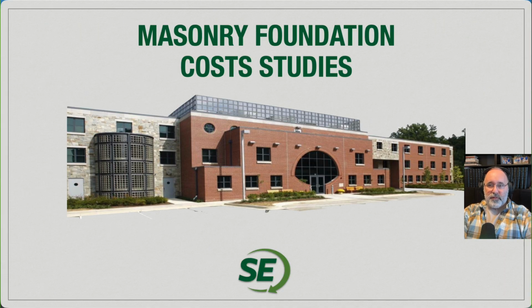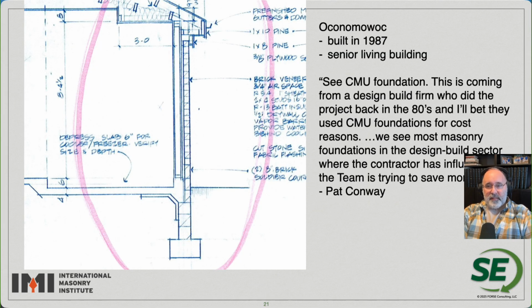First, let's maybe look at also some cost studies. If we look at some cost studies for the overall designs, this goes back to 1987. This is a senior living building, CMU foundation. This is coming from a design build firm who did the project back in the 80s and used CMU foundations for cost reasons. We see the most masonry foundations in the design build sector where the contractor is influenced and the team is trying to save money. And so that was a quote from Mr. Pat Conway. So again, we've been seeing masonry foundations used historically in buildings.